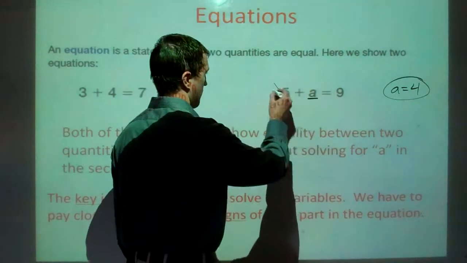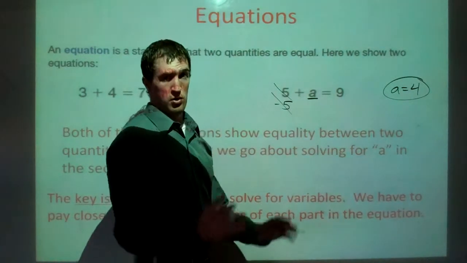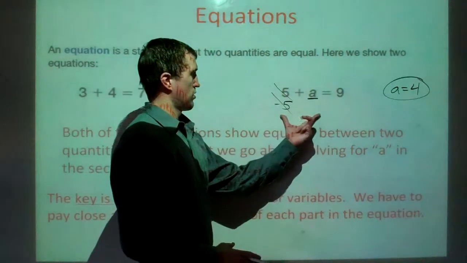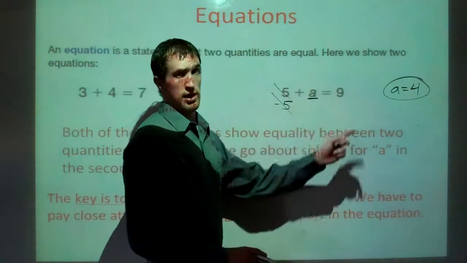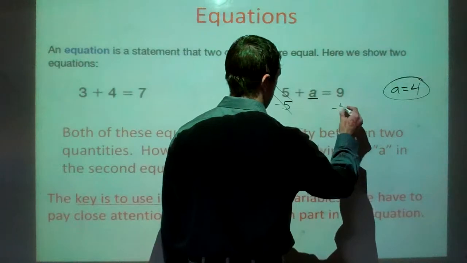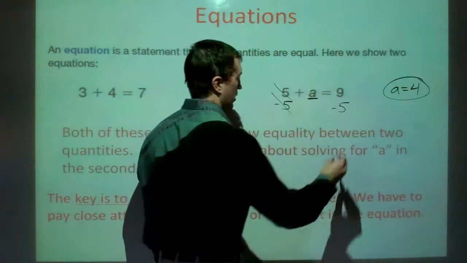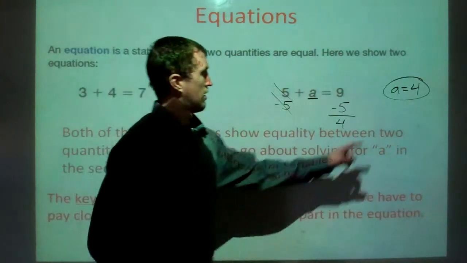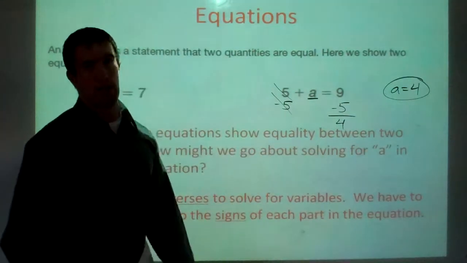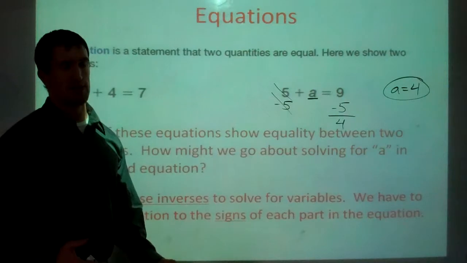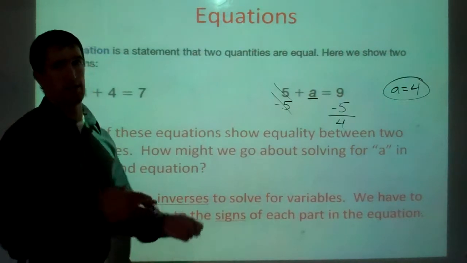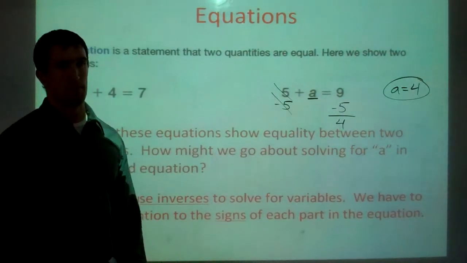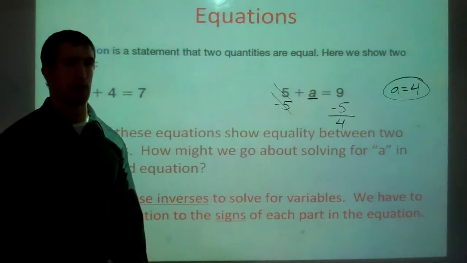So those are gone. But what we do to one side of the equation, on the left here, we have to do to the right. So we have to subtract 5 from there as well. And that's where we get our 4 from. That's where we get a equals 4. Now, a lot of my students are having trouble realizing that when you do something to one side, you have to do it to the other. They realize that you have to, but they're not really sure why.